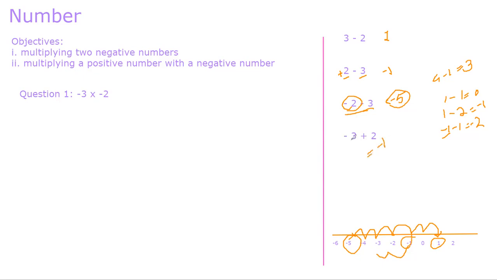Or we can say that we can simply subtract 2 from 3 and write the sign of the bigger number. So 3 is the bigger number than 2. So we can write the negative sign from 3 and just simply subtract 2 from 3.